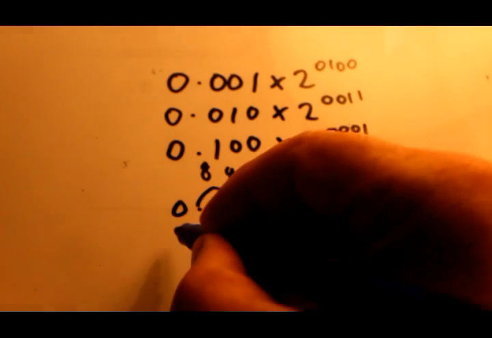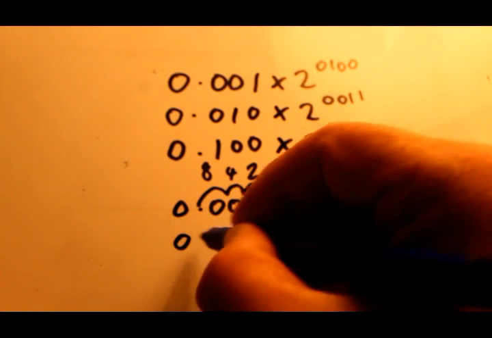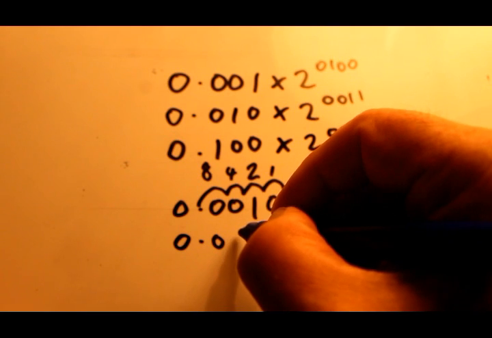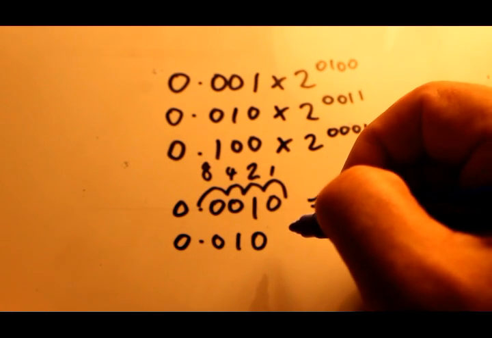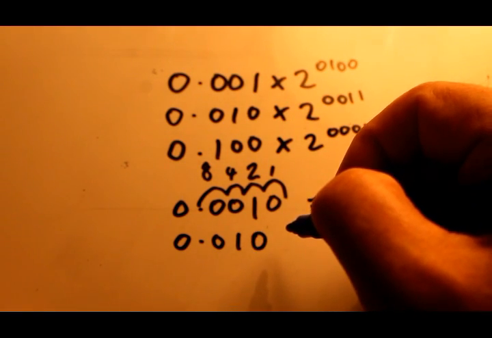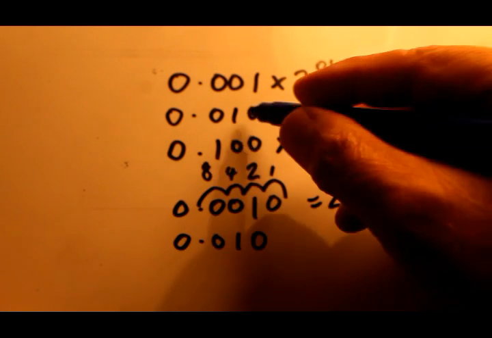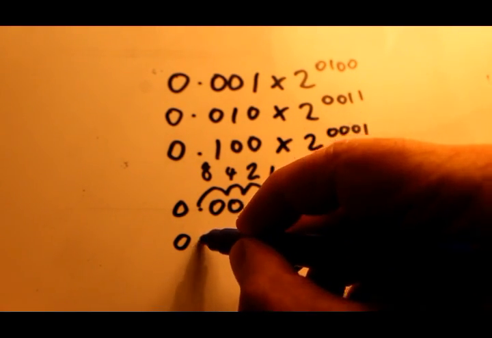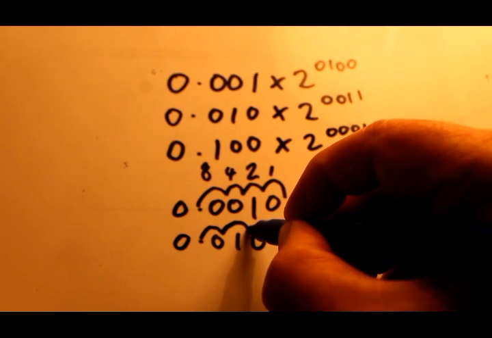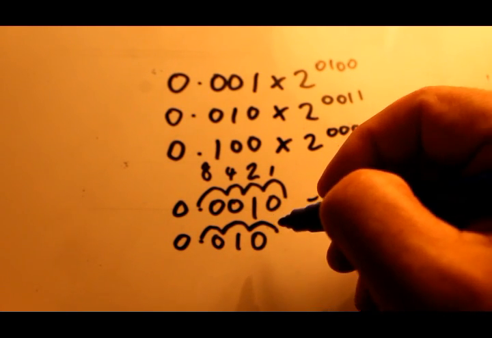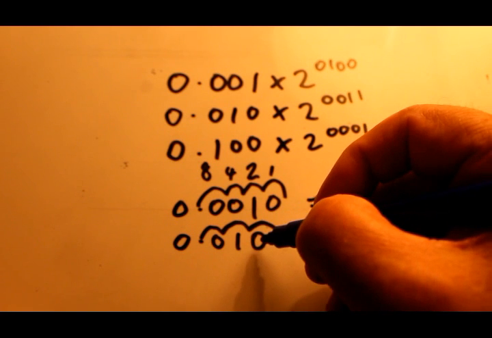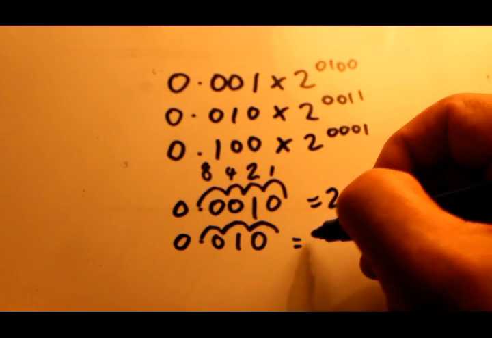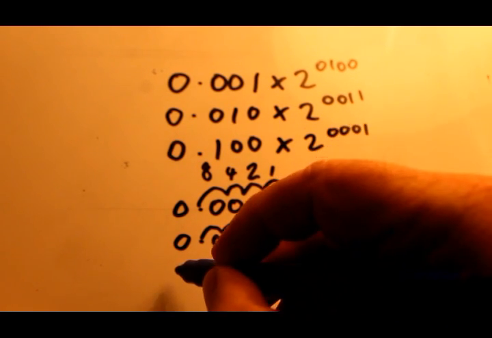Let's do the second one then. So that one is 0.010. Okay, so what we've got is on that one we can float it 3. So we go 1, 2, 3. Now look at that. That's 1 and a 2. So that number's 2 also.